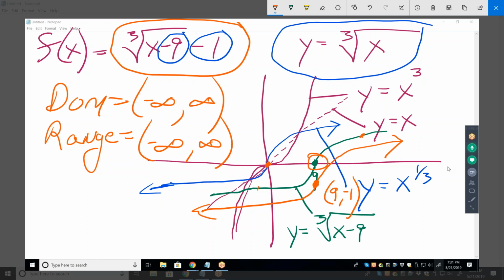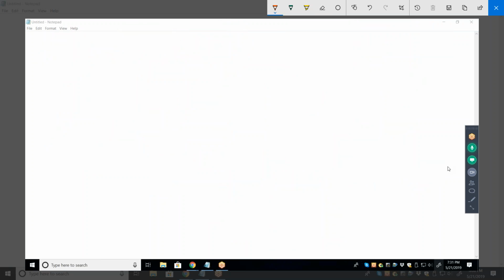Okay. All right. So that's how you do that one. All of these, the key is figuring out what the elementary function is and then just figuring out what each transformation does.